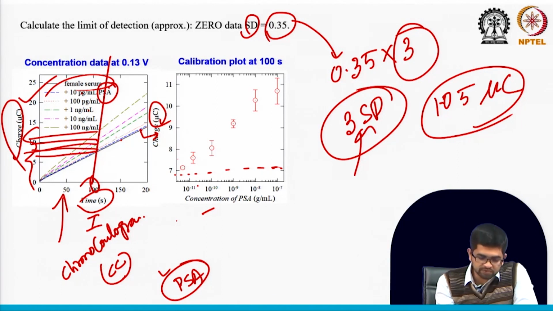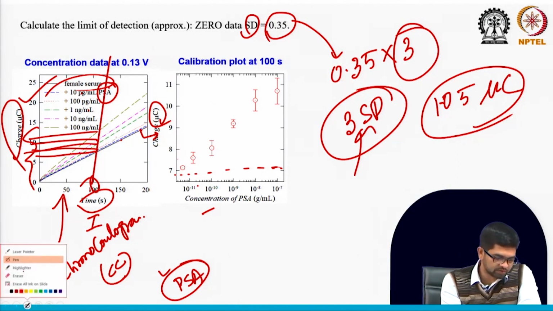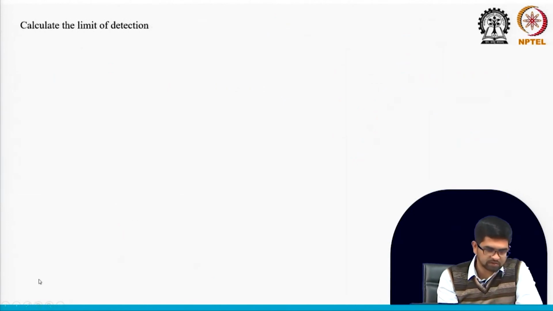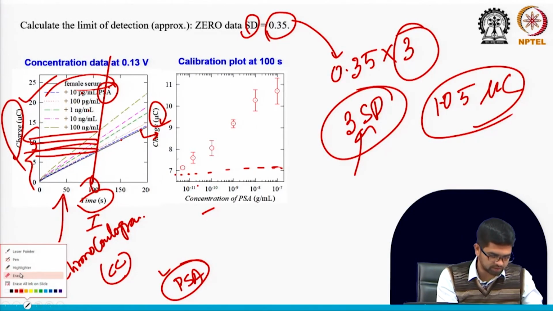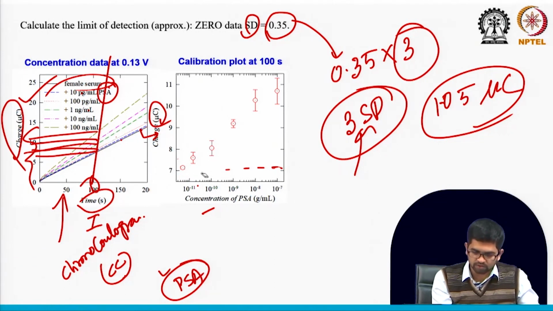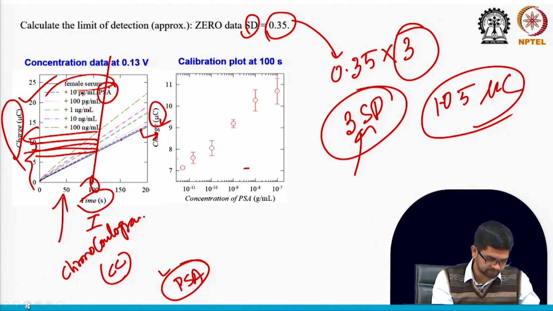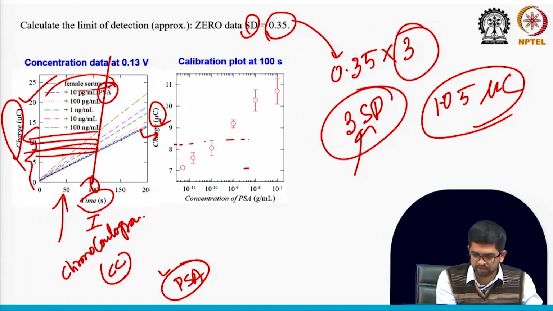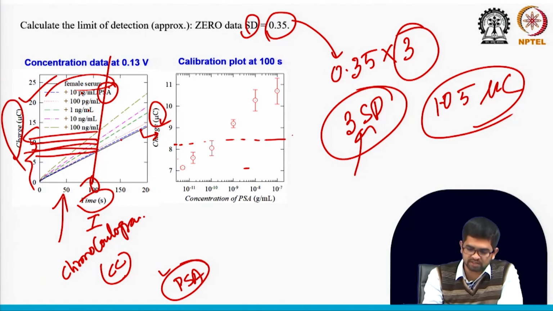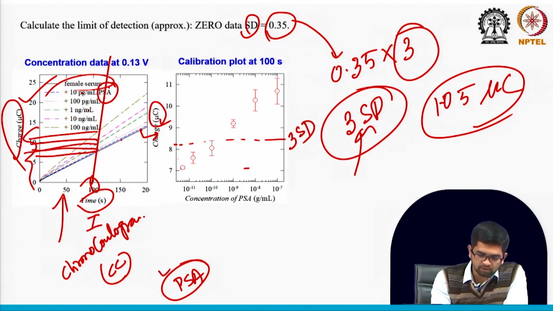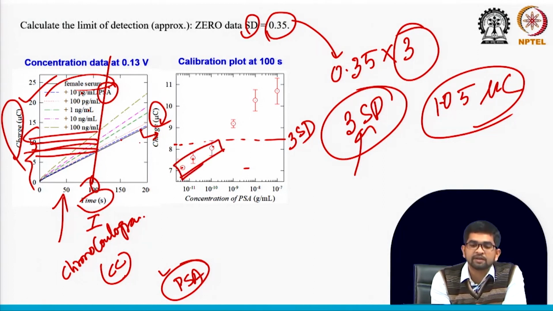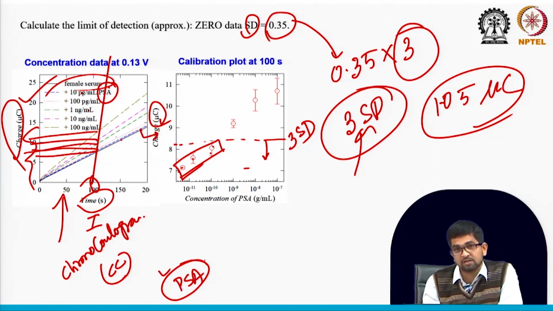Otherwise, suppose your 3 times standard deviation comes here. This is the 3 SD, for example. Although you got these concentration data and you can detect them, they are below the 3 times standard deviation. So this data is meaningless for your biosensors. You cannot tell them this is your limit of detection.